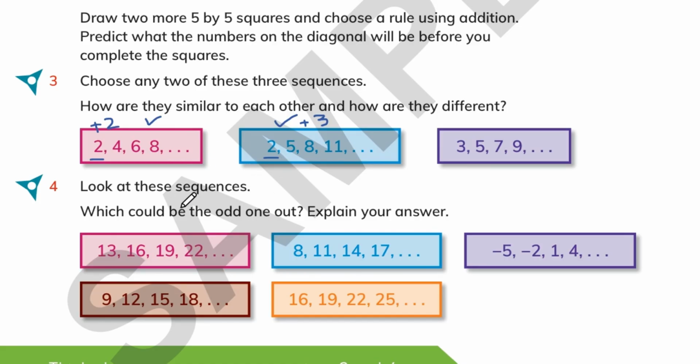Look at these sequences. Question number 4, which could be the odd one out? Explain your answer. Upon looking at this, I found that this one is the odd one out because it has negative integers. The rest of the 4 sequences do not have any negative integer, but only this one has negative integers. So this is the odd one out.